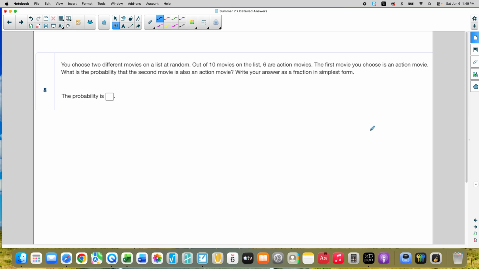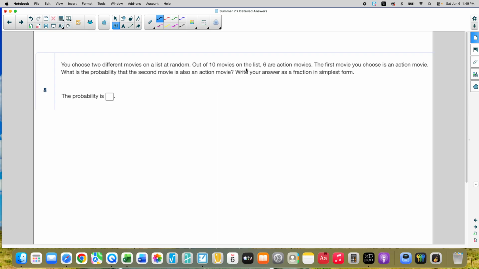So that's a cool way of using technology, not to just give you the answer, but to help you with the comprehension. You choose 2 different movies on a list at random. Out of 10 movies on the list, 6 are action movies. The first movie you choose is an action movie. What is the probability that the second movie is also?